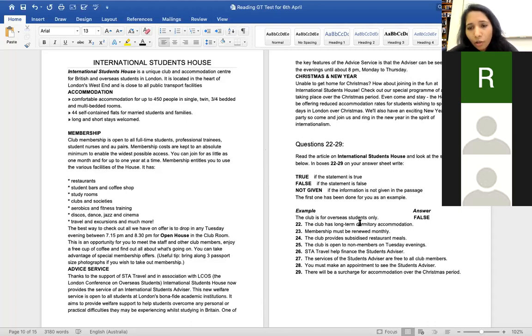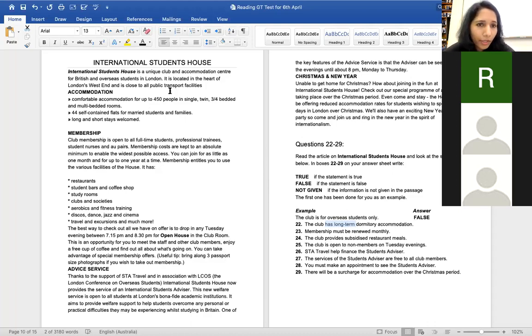The club has long-term dormitory accommodation. Long-term is our keyword, dormitory is our keyword, accommodation. Long-term, maybe for a long period, long duration, long lease, can be rented for a long term. Dormitory accommodation, dormitory means that there are people, so it could be hostel or something like that. Or accommodation could be residence, residing, and things like that. That is how it might be viewed here.